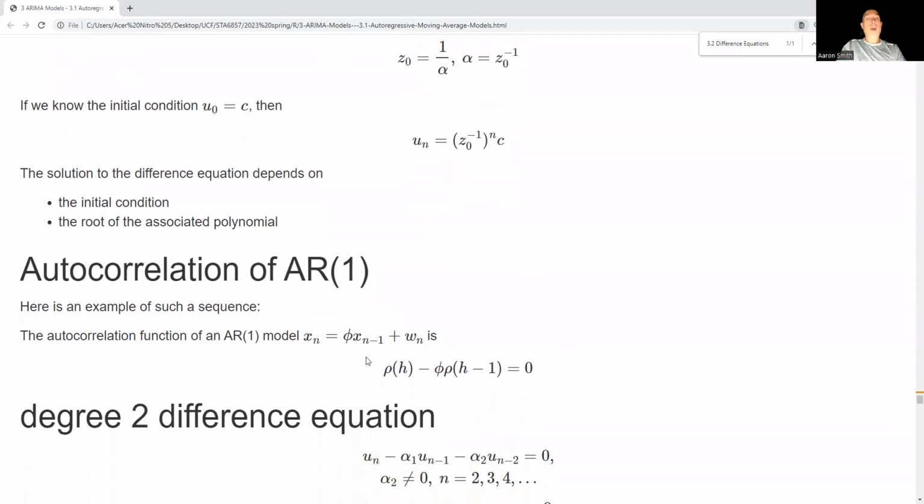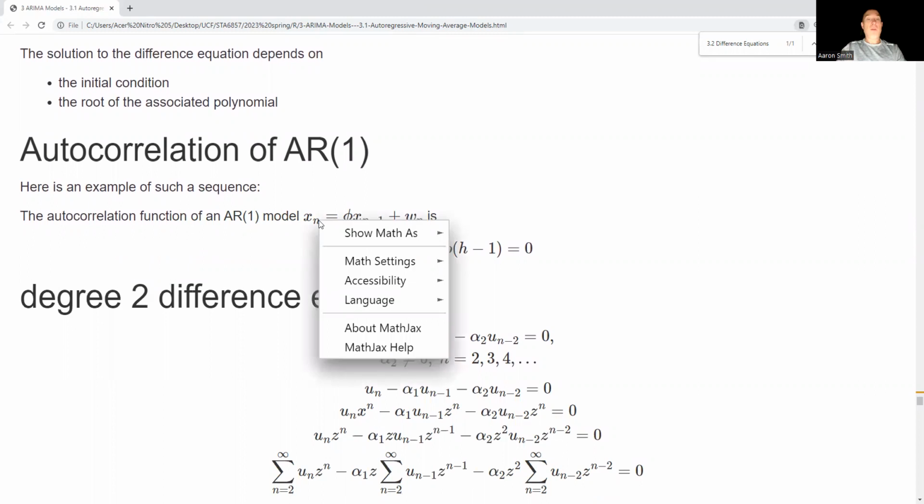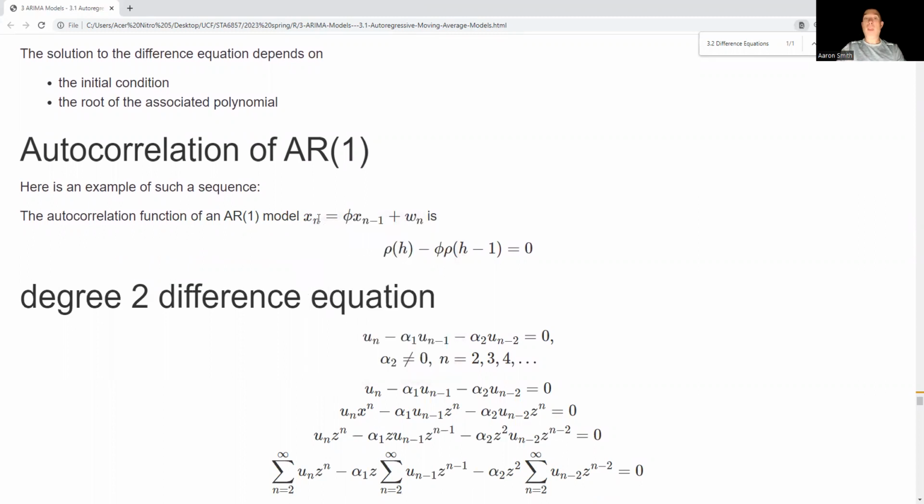Okay, well now let's consider the autocorrelation of such a model, or of an AR(1). If I take an AR(1) model here, x sub n is similar to what we've looked at. So x sub n is equal to a constant times the previous value plus some random term. Okay, so this is a little bit different than what we had a moment ago because I've got the random term on here. But wait.